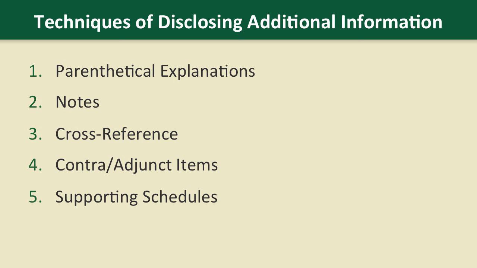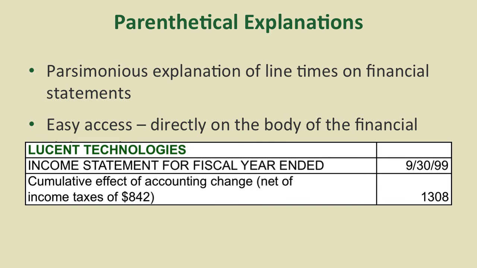First one, parenthetical explanations. Second one, notes. Third one, cross-reference. Fourth one, control or adjunct accounts. Number 5, supporting schedules. And we're going to talk about them one by one. The first one is parenthetical explanations.